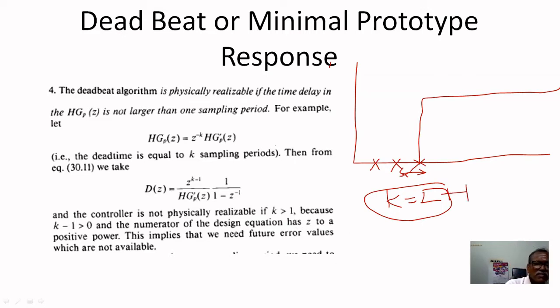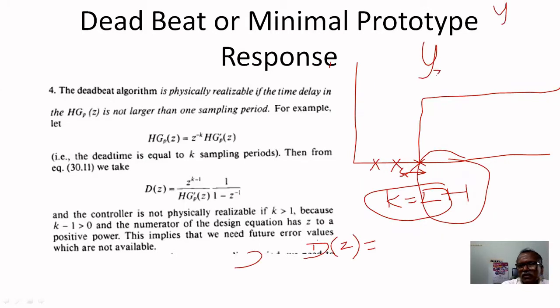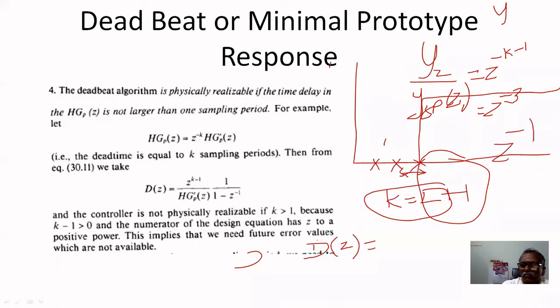So in this case, y of z by y set point of z must be z power minus k minus 1. That is, in this case, z power minus 3. If it is not so, what will happen? We are always assuming z power minus 1, so what will happen? We'll see.